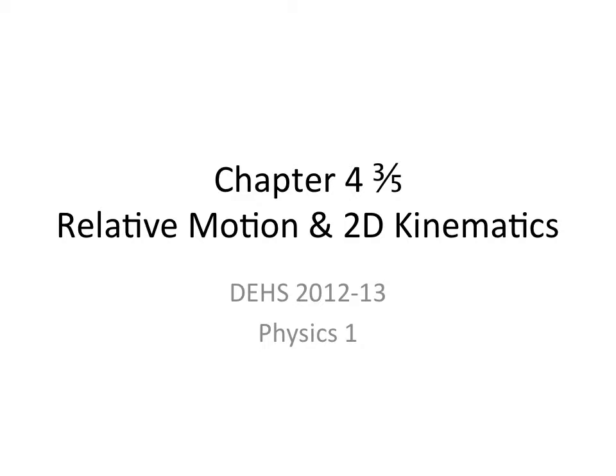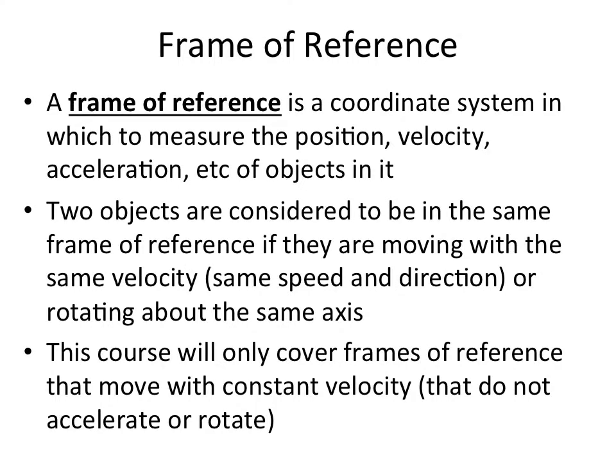But we're looking at a specific kind of vector addition, particularly in the realm of relative motion and kinematics, which you've had. By kinematics we mean velocity, acceleration, displacement, that kind of thing, but in two dimensions. So you would need to be able to add vectors to do that. So this is our chapter 4.5 notes right here.